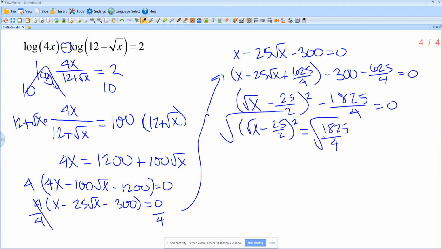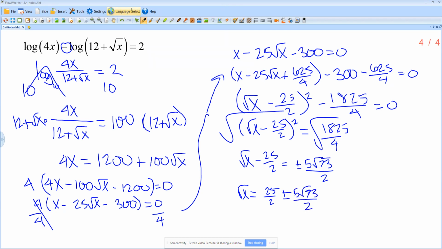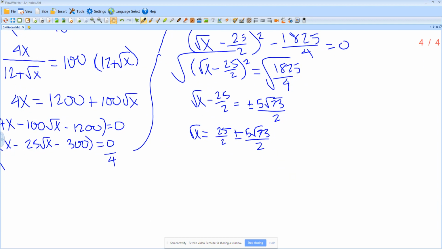I'm going to square root both sides. I get square root x minus 25 over 2 is equal to plus or minus, this breaks down to 5 square root 73 over 2. So, just accept that. Add 25 halves, square root x equals 25 halves plus or minus 5 square root 73 over 2. Now, the problem with this is it has not actually got solved for x yet. What it has solved for is the square root of x. So I'm going to square both sides.